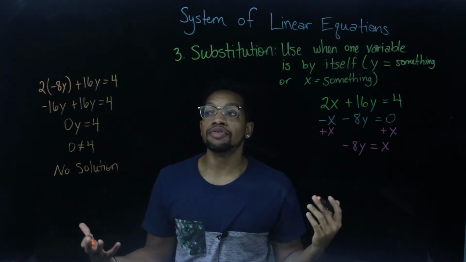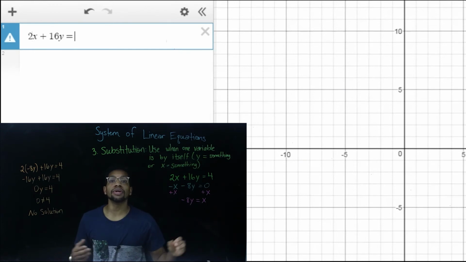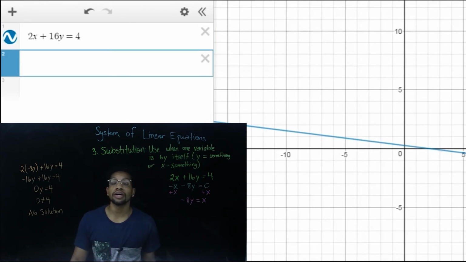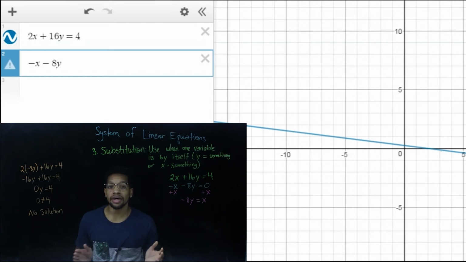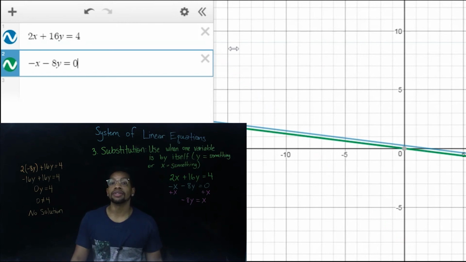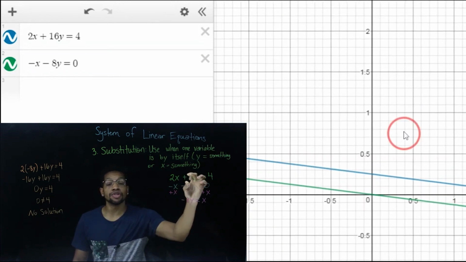If you graph these, there isn't a point at which both of these lines intersect. And if you think about what the graph would look like, if you can imagine two lines that are never going to touch, that means that those lines are parallel. So if you graph both of these, they should be parallel.